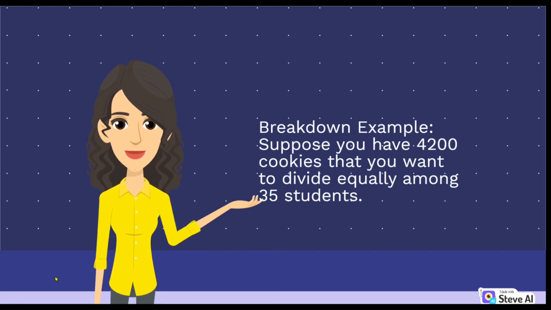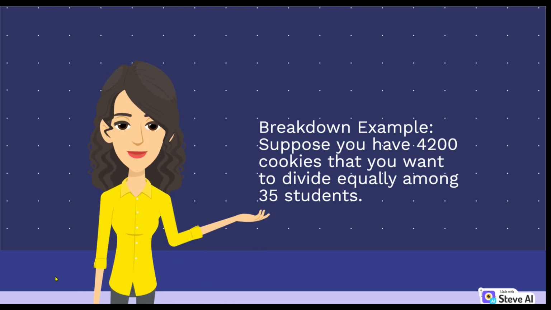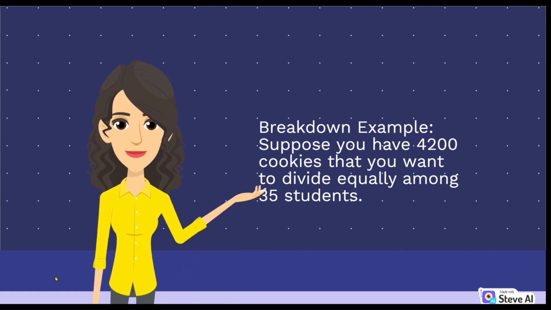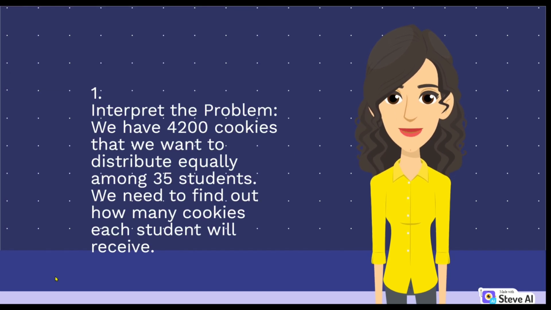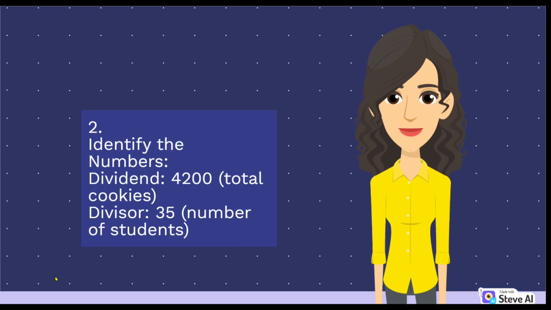Breakdown example. Suppose you have 4,200 cookies that you want to divide equally among 35 students. How many cookies will each student receive? 1. Interpret the problem. We have 4,200 cookies that we want to distribute equally among 35 students. We need to find out how many cookies each student will receive. 2. Identify the numbers. Dividend, 4,200, total cookies. Divisor, 35, number of students.